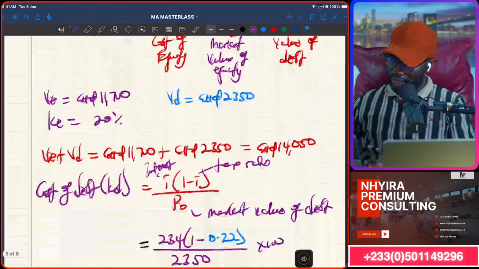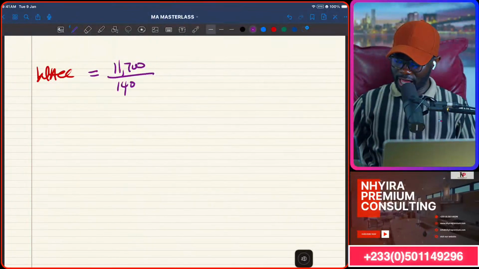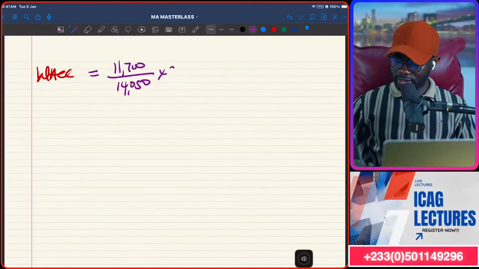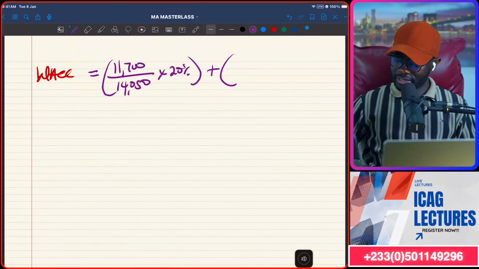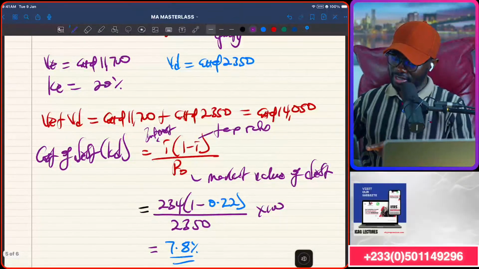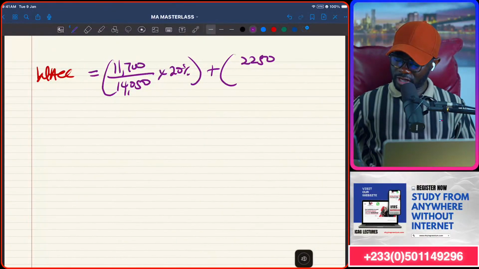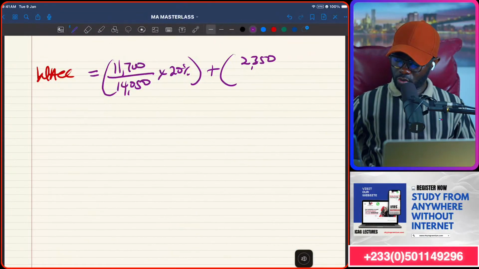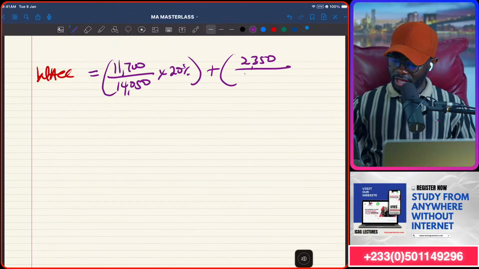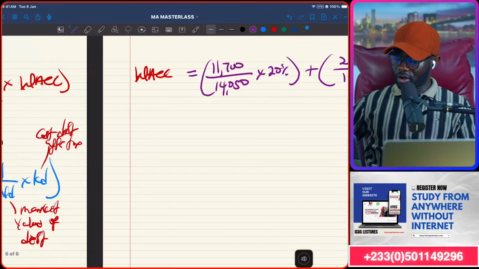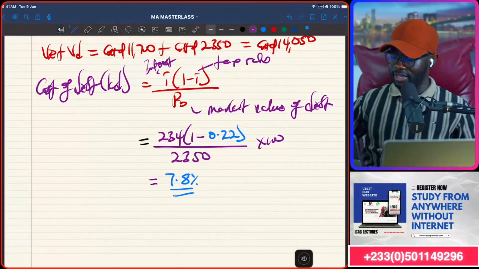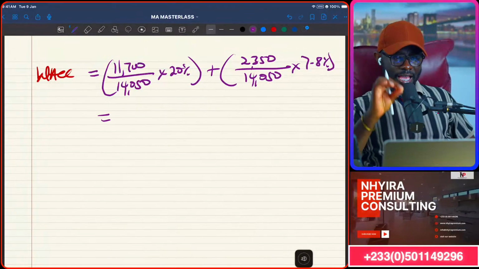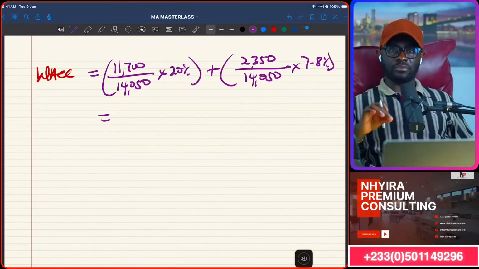11,700 divided by VE plus VD, which is 14,050, times KE, 20%, plus VD, which is 2350. Is it 22 or 23? 23 rather. 2350 divided by 14,050 times the cost of debt after tax, which we calculated, 7.8%. So we punch this out, and this gives us the weighted average cost of capital.